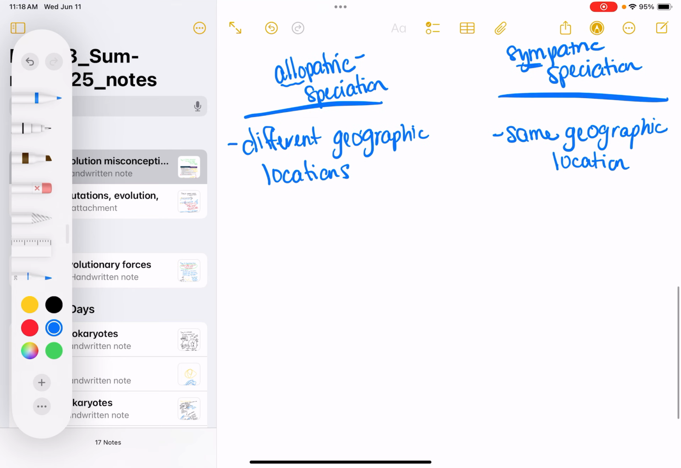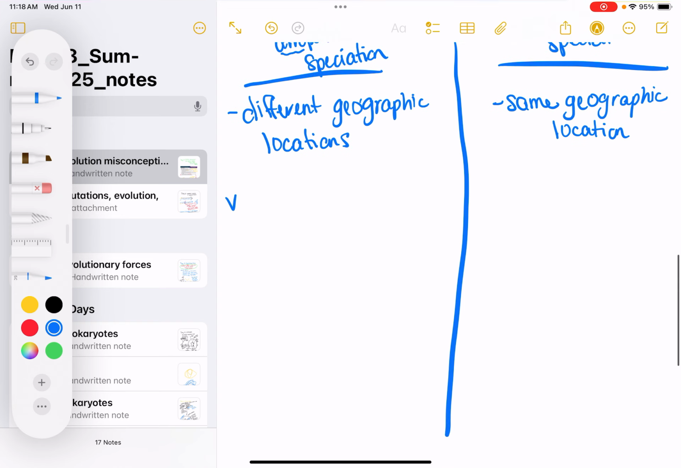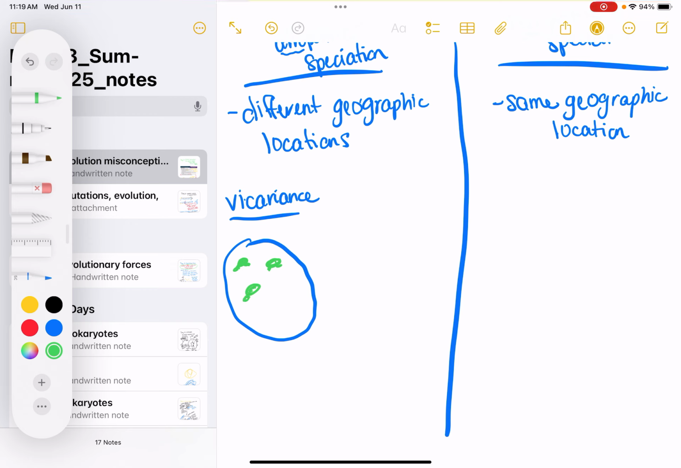Okay, so when we're talking about allopatric speciation, we kind of have 2 types of allopatric speciation. One of those types is by vicariance, okay? And vicariance is when you have a single population, okay? So we're going to be watching some frogs for a friend here in a little bit. This is a frog.